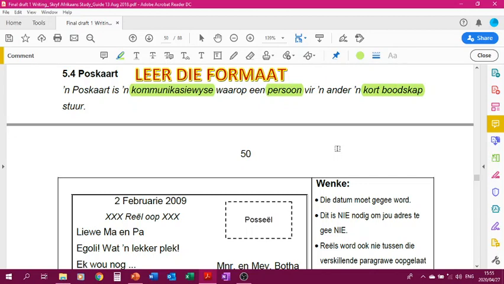For those of you who don't know what a postcard is, a postcard is basically a piece of cardboard with a picture on the one side, and on the other side you write a message, and the picture is usually a depiction of the place that you're at. Most of the postcards that I've seen recently are postcards that you would, for example, get in the Kruger National Park. So you'll have animals on the one side, and then on the other side you write your message.